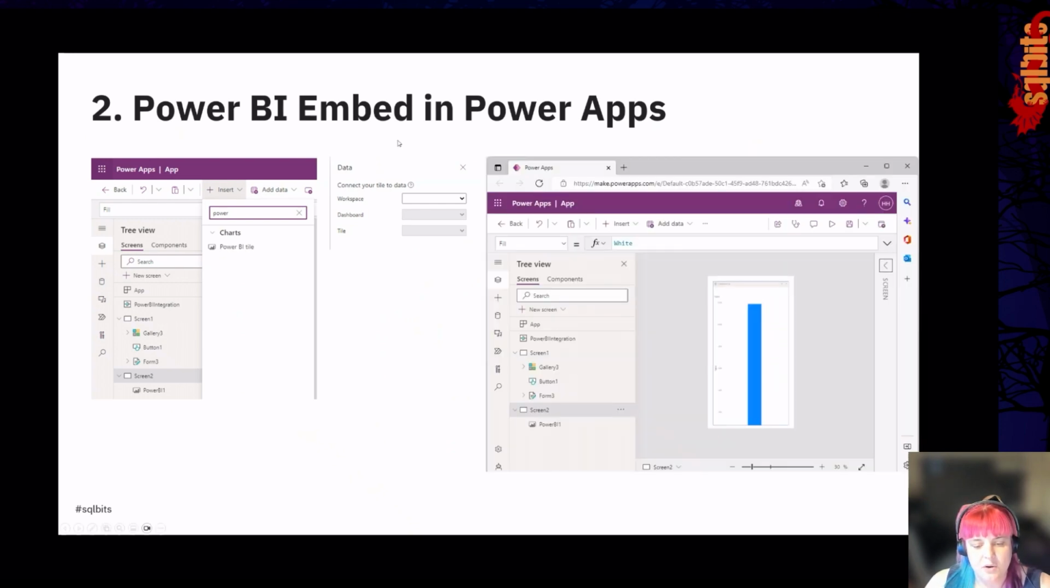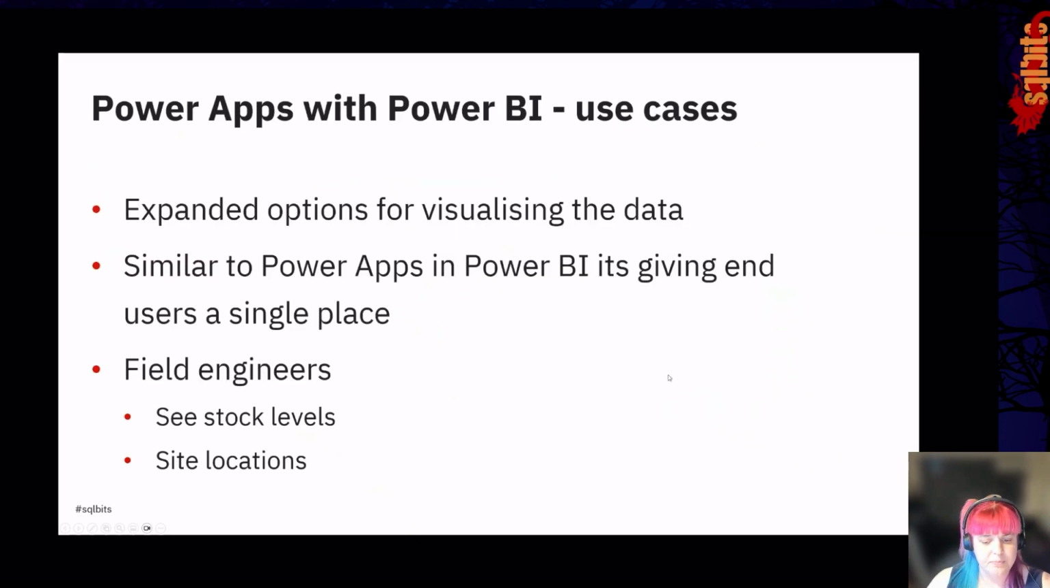So you pick your tile, you pick your dashboard, and then straight away I can see that. So think about that where you've got, say, something like a field engineer who's out in the field, they've got the Power App, they're entering data, but they might want to see, hey, what's our stock level for this particular item? Or do we have parts in the warehouse for this? You might want to know what site locations they are, do a bit of a geospatial looking representation.